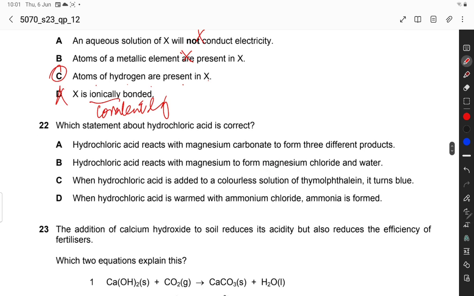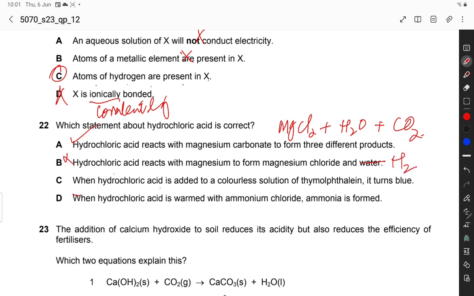Question number 22. Which statement about hydrochloric acid is correct? Hydrochloric acid reacts with magnesium carbonate to form 3 different products. Yes, magnesium chloride, water and carbon dioxide. 3 different products are formed. This is correct. Hydrochloric acid reacts with magnesium to form magnesium chloride and hydrogen gas, not water.